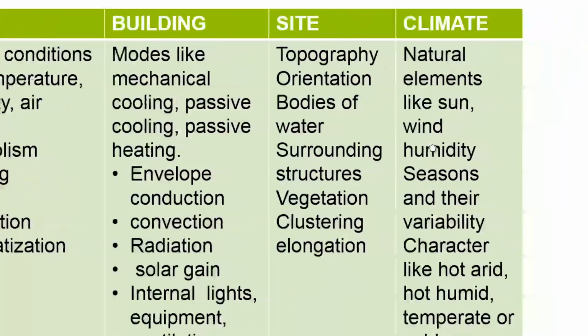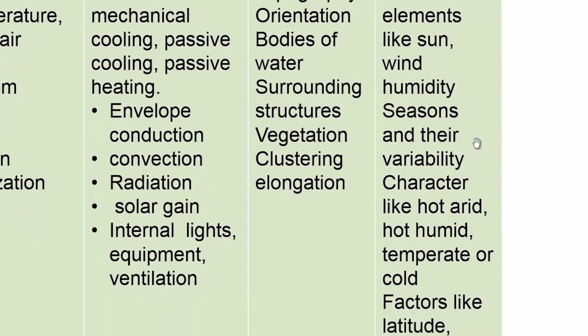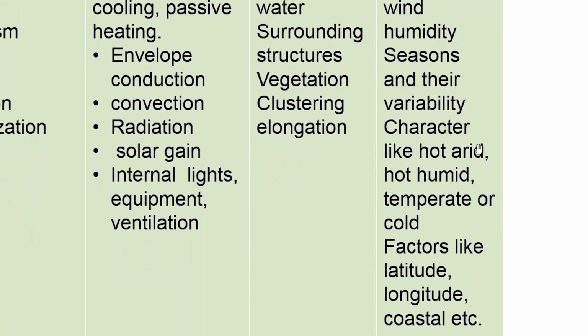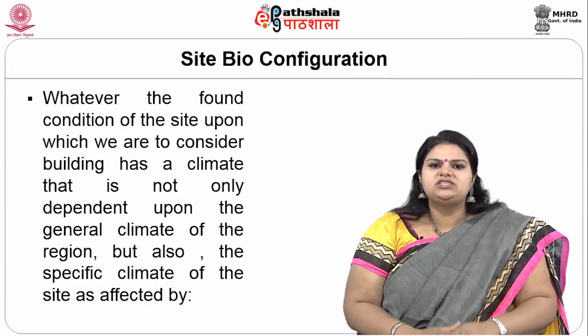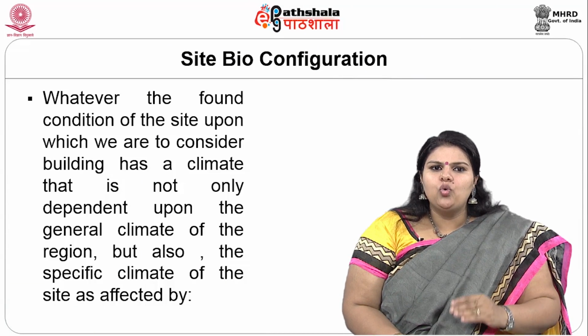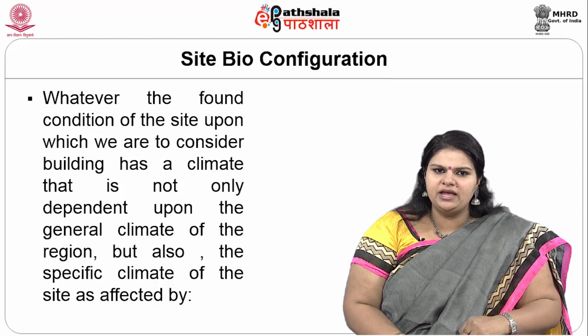Now, moving on to the climatic factors. Natural elements like sun, wind, humidity, we need to take into consideration different seasons and their variability at different parts of time in the year. Characters like hot arid, hot humid, temperate climates, cold, and we need to take into factors like latitude, longitude, and coastal. Site bioconfiguration.